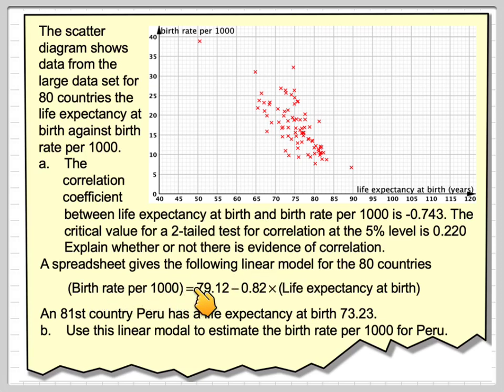A spreadsheet gives the following linear model for 80 countries. Birth rate per 1,000 is equal to 79.12 minus 0.82 times life expectancy at birth. An 81st country, Peru, has a life expectancy at birth of 73.23. Use the linear model to estimate the birth rate per 1,000 for Peru.